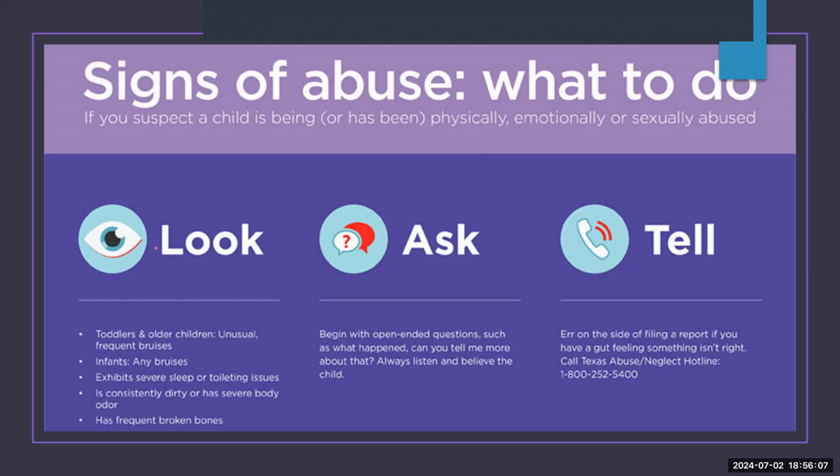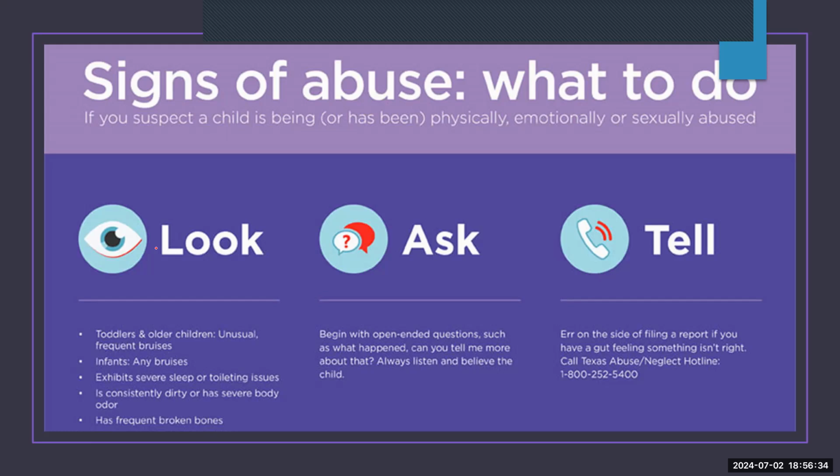All right, signs of abuse. Like I said on the other slide, you are a mandated reporter. So whenever you see something or suspect something, you're not supposed to investigate. It's not our job to investigate, it's our job to speak up. So anytime you notice excessive or frequent bruising, students coming to school smelling like pot, or coming to school in the same clothes every day or consistently dirty.